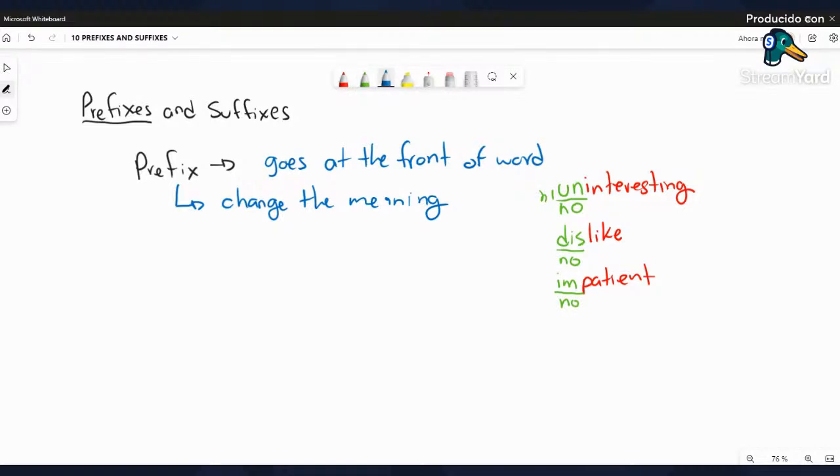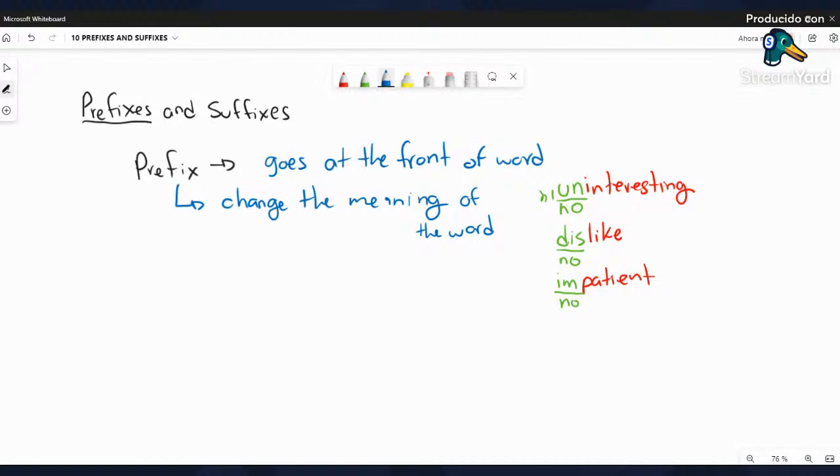So remember to write it in your notebook or in any other place so you guys can have that reference for further practice or once you guys have a test so you guys can come back to this. Yes. So it changes the meaning of the word.